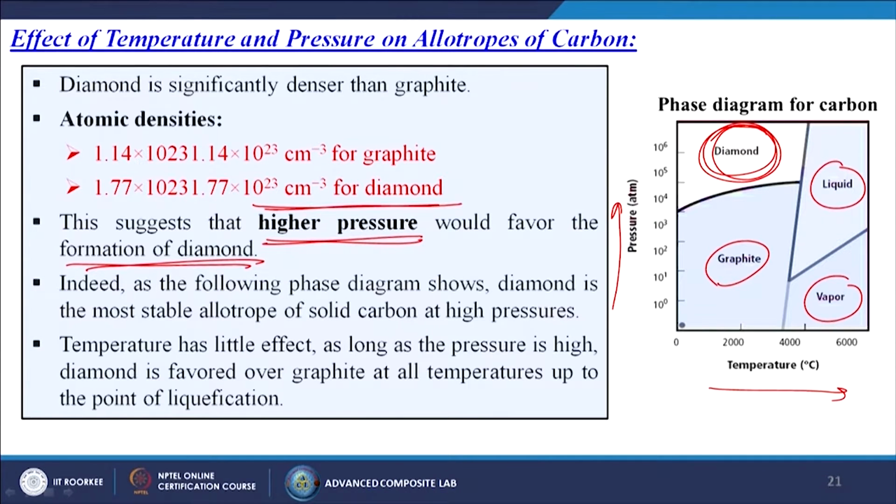Indeed, as the phase diagram shows, diamond is the most stable allotrope of solid carbon at high pressure. Temperature has little effect. As long as the pressure is high, diamond is favored over graphite at all temperatures up to the point of liquefaction. After that, the liquefaction will start.